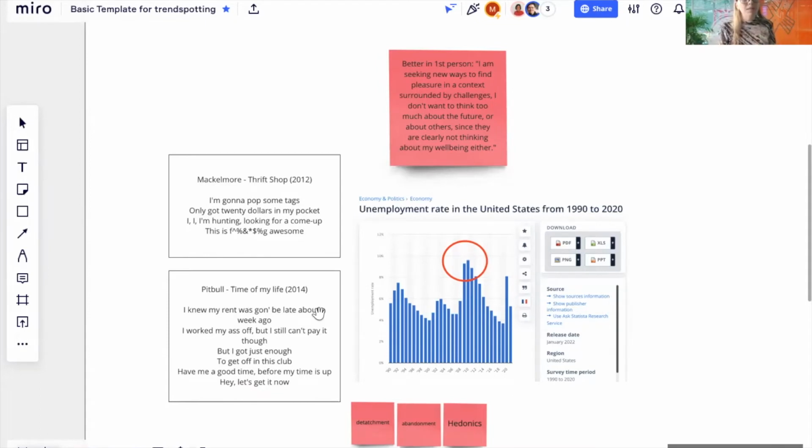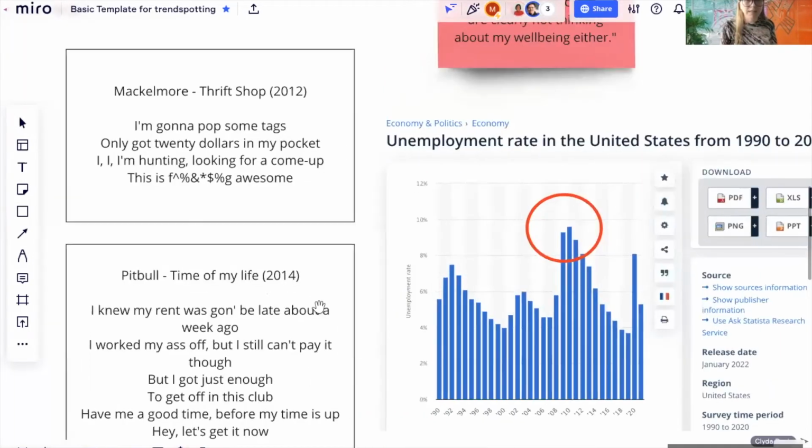It's like, I'm seeking new ways to find pleasure in a context that is surrounded by challenges. I don't want to think too much about the future or about others, since they're clearly not thinking about me either. So it's just a way to clarify how that trend translates into a person, how someone would adopt that trend, how that would manifest.